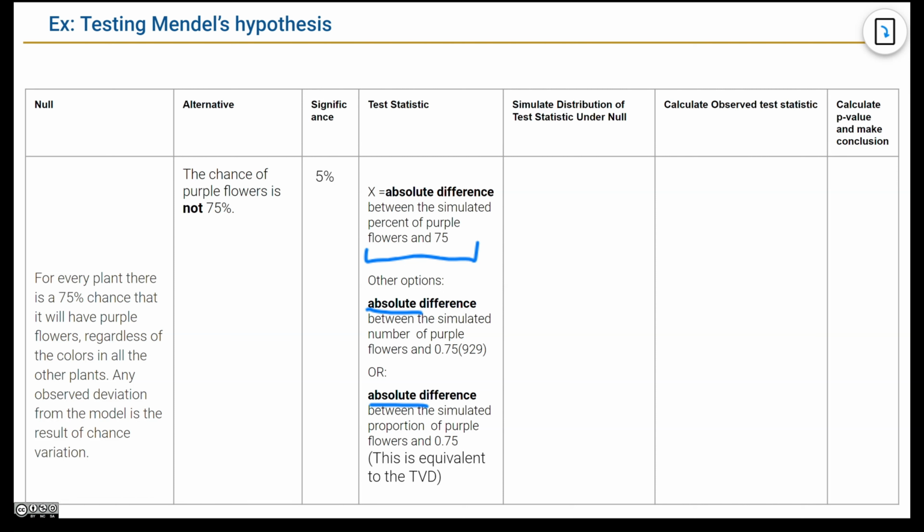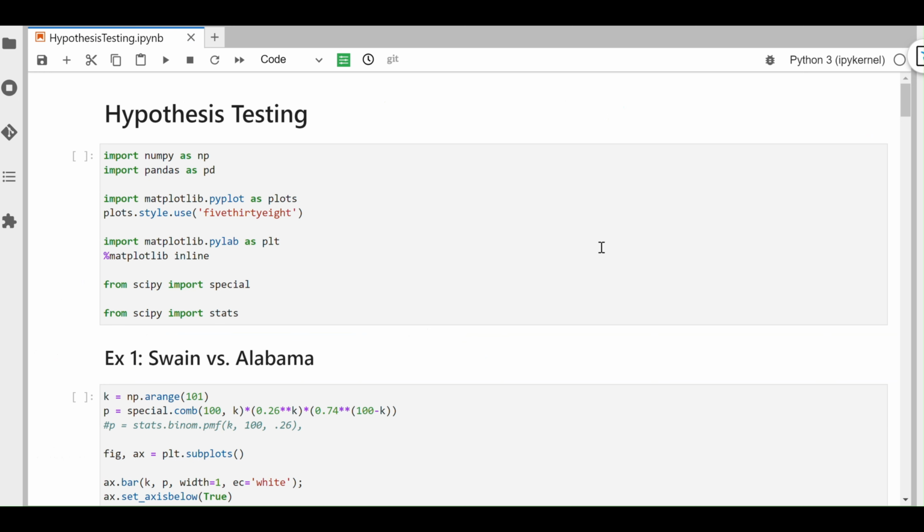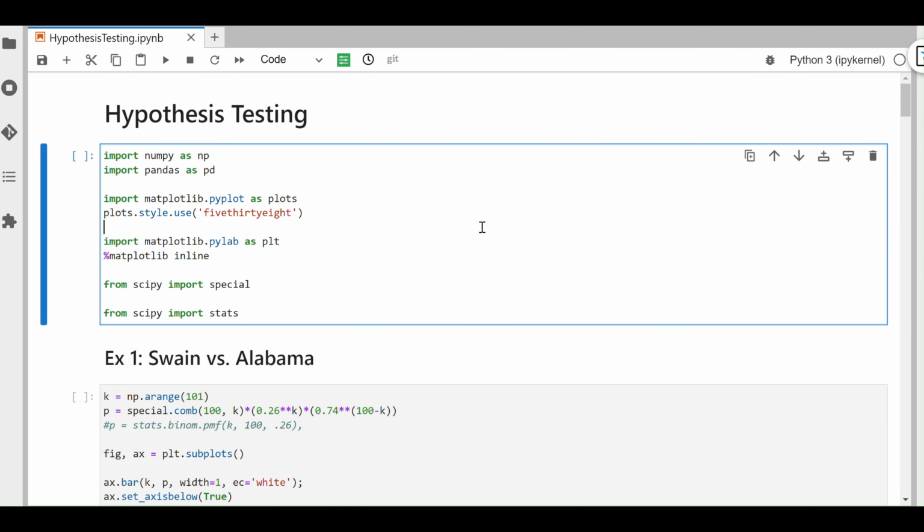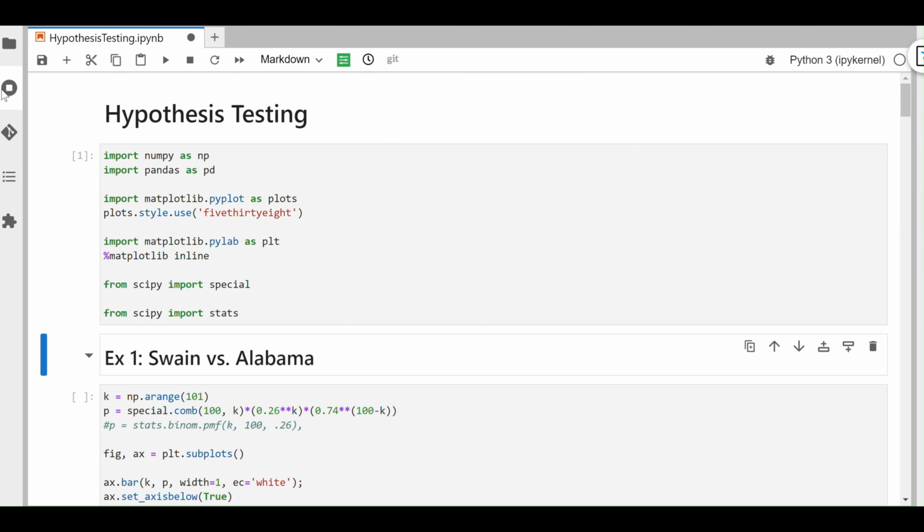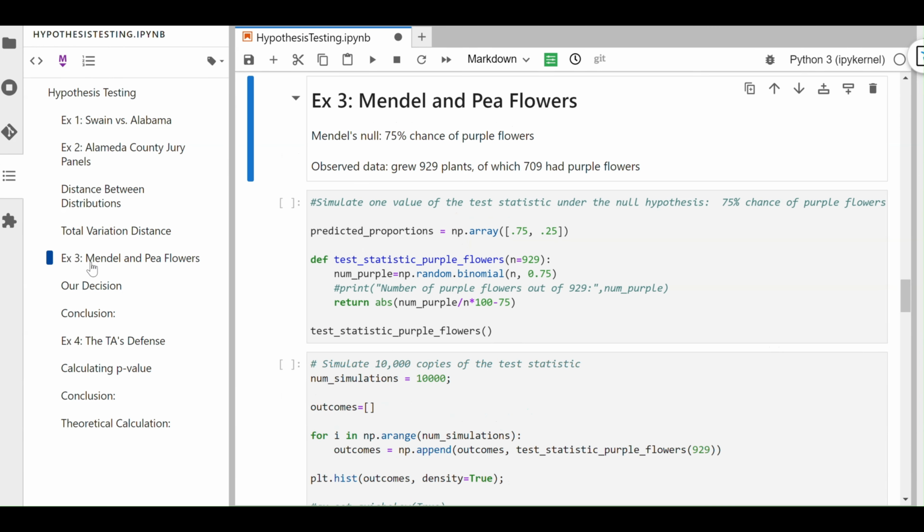And now we're going to simulate this distribution under the null. So let's pop over to the notebook to see how to do this. We're going to be using the hypothesis testing notebook, and now we are going to pop down to example 3.